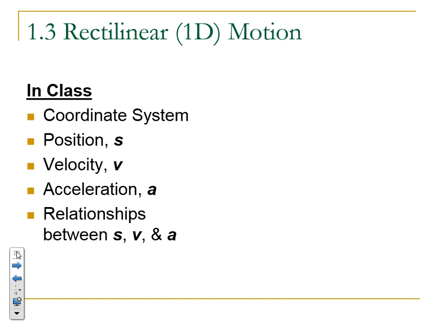We're going to talk about a coordinate system and what attributes a coordinate system must have. And then we're going to define these quantities: position, which we use an S variable for, velocity, which is represented by V, and acceleration, which is represented by an A. And then we're also going to talk about relationships between these three quantities: mathematical relationships and graphical relationships that allow us to figure out one if we know another one.